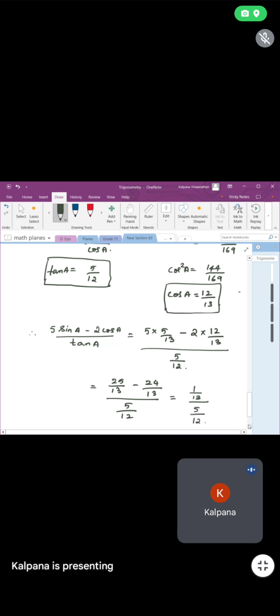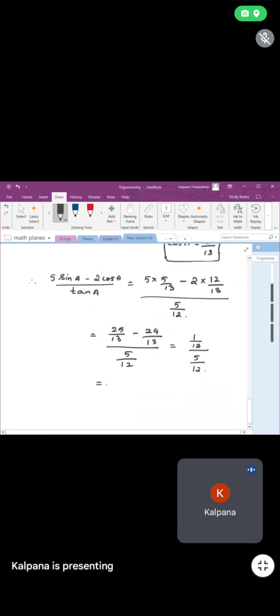Now what will you do? Fraction divided by another fraction, you will take 1 by 13 into 12 by 5. So the answer is 12 by 65. Did you all understand, children? Please don't take LCM when it is multiplication. Only for addition and subtraction we take LCM, not for multiplication and division. So here direct multiplication only. 5 means it is 5 by 1, 2 means 2 by 1, so directly you will multiply. So this will be the answer.